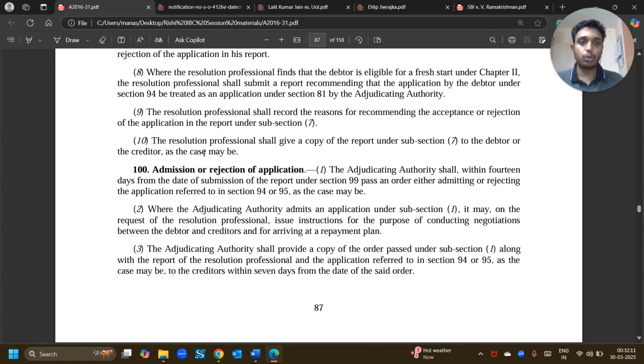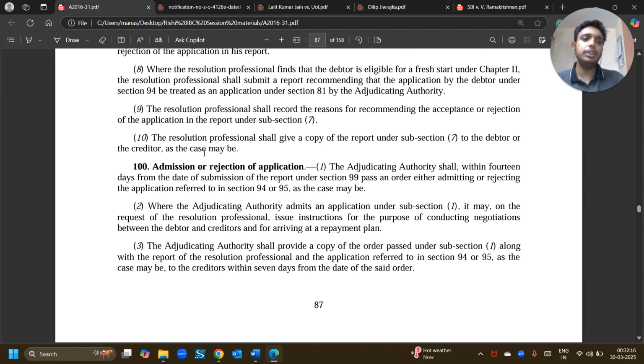Now because it will be too much of a digression if we look into fresh start, we shall not be going into that, but just keep this in mind that the fresh start process has its own set of advantages in comparison to a drawn out process under IRP, right? So here the RP is vested with the power only to recommend that the application which is already made under section 94 be considered as an application under section 81.